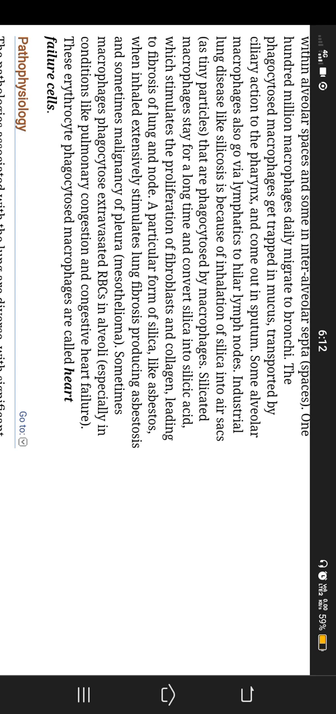Silicated macrophages stay for a long time and convert silica into silicic acid, which stimulates the proliferation of fibroblasts and collagen, leading to fibrosis of lung and node. A particular form of silica, like asbestos, when inhaled extensively stimulates lung fibrosis, producing asbestosis and sometimes malignancy of pleura, like mesothelioma.